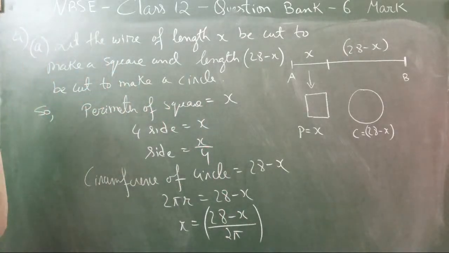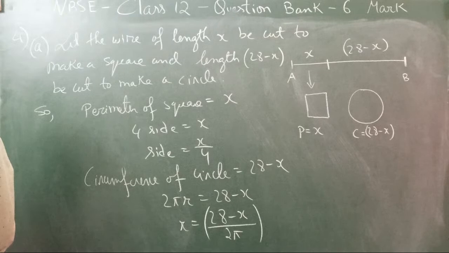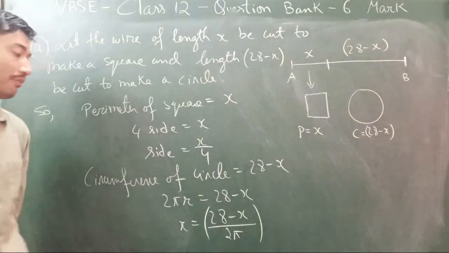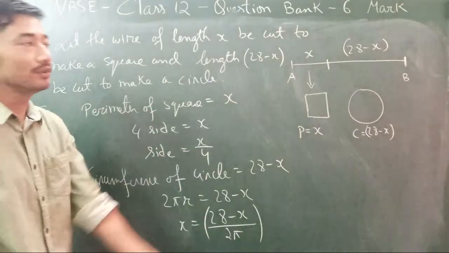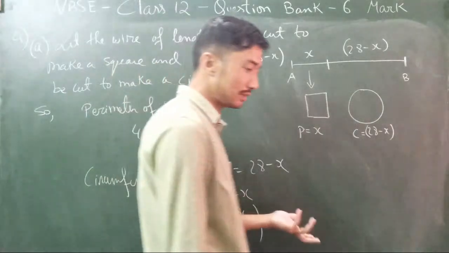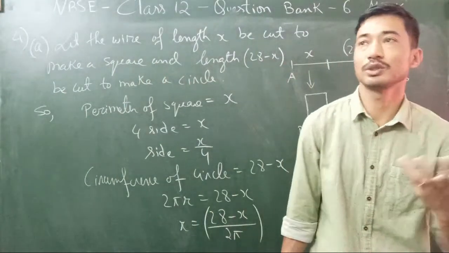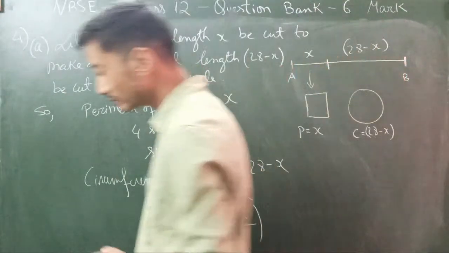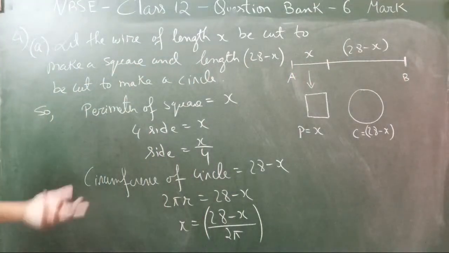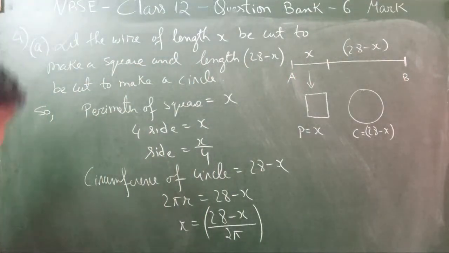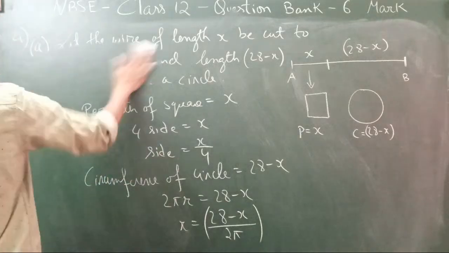Alright. And why are we actually finding out the side and the radius? Because as per the question, if you have read it properly, we have to prove that the combined area of the square and the circle is minimum. Not that we have to prove, we have to find out how much length should be cut so that the combined area of the circle and the square turns out to be minimum. It's just the same anyway. Alright, so let's see. Let's start our test.